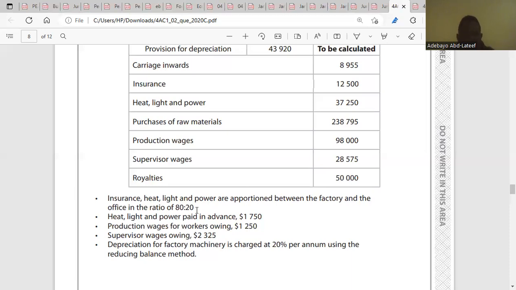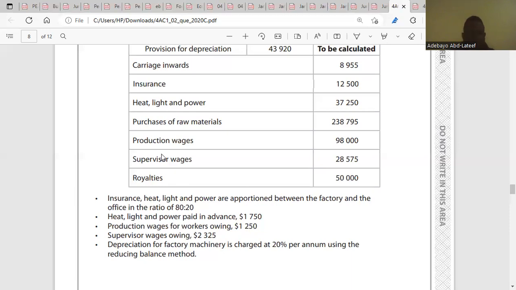So how do we calculate this? We calculate it this way: 12,500, which is the cost for insurance here, the expenses for insurance, multiplied by 80, which is the ratio for insurance, divided by 100, because 80 plus 20 is 100. So we calculate it together, please.